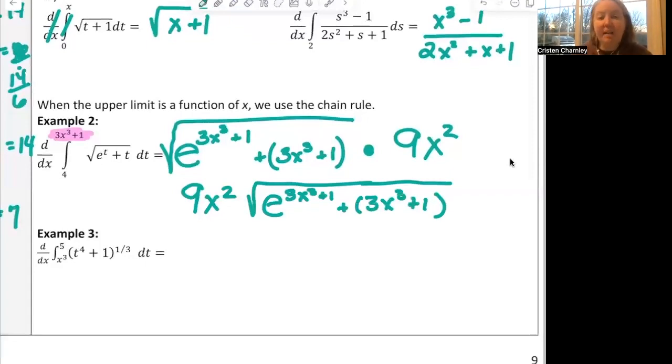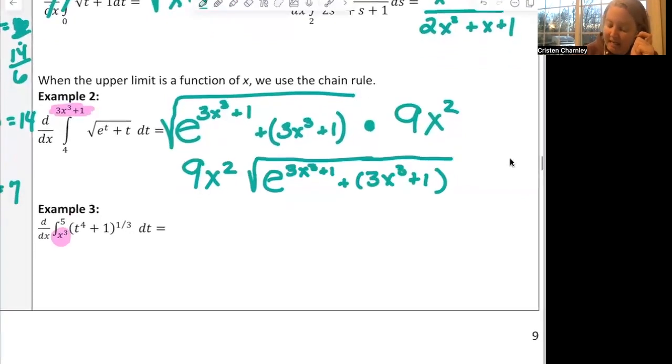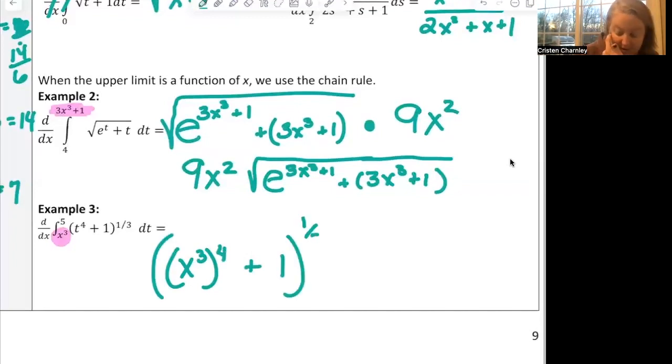Now, example 3 is similar to example 2 in that, again, I have this limit, this boundary of integration that's more than just x to the first. So I know there's going to be a chain rule. But the other difference is it's sitting in the bottom. So that's going to change our answer just a little bit. We're still going to replace t with the x cubed. So this becomes x cubed to the 4th plus 1 to the 1/3.